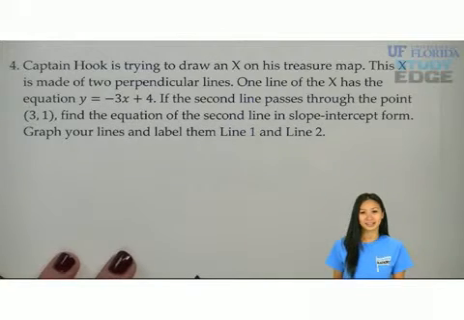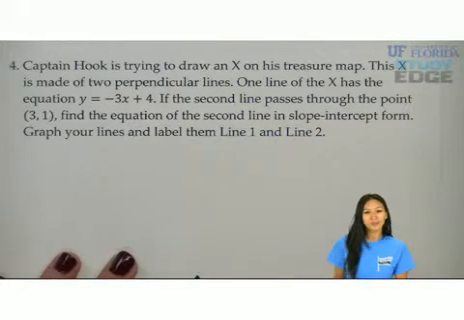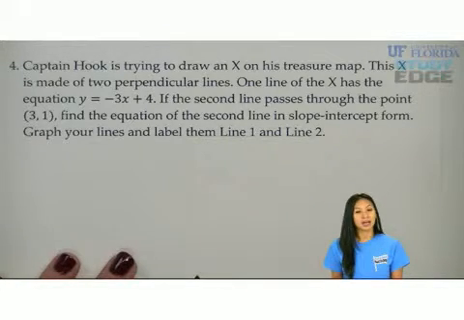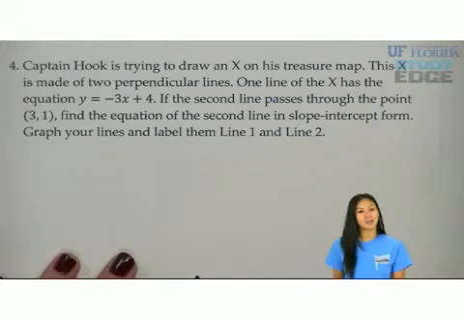All right, Captain Hook is a genius. One line of the X has the equation y equals negative 3x plus 4. If the second line passes through the point (3, 1), find the equation of the second line in slope-intercept form. Graph your lines and label them line 1 and line 2.